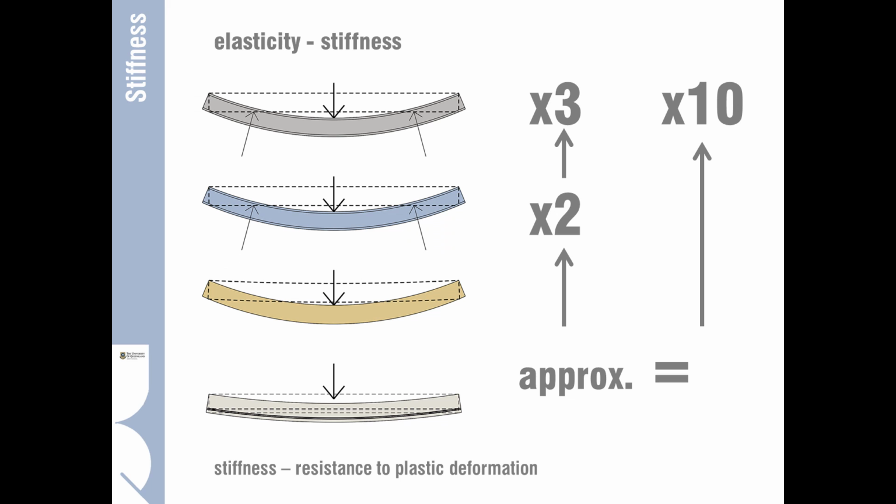So the stiffness of steel is approximately 10 times that of concrete, and compared to wood, aluminium is about 2 times stiffer than wood, and steel is 3 times stiffer again than aluminium. So its capacity to resist plastic deformation means that we can use quite small sections of steel to span quite long distances and to carry heavy load.